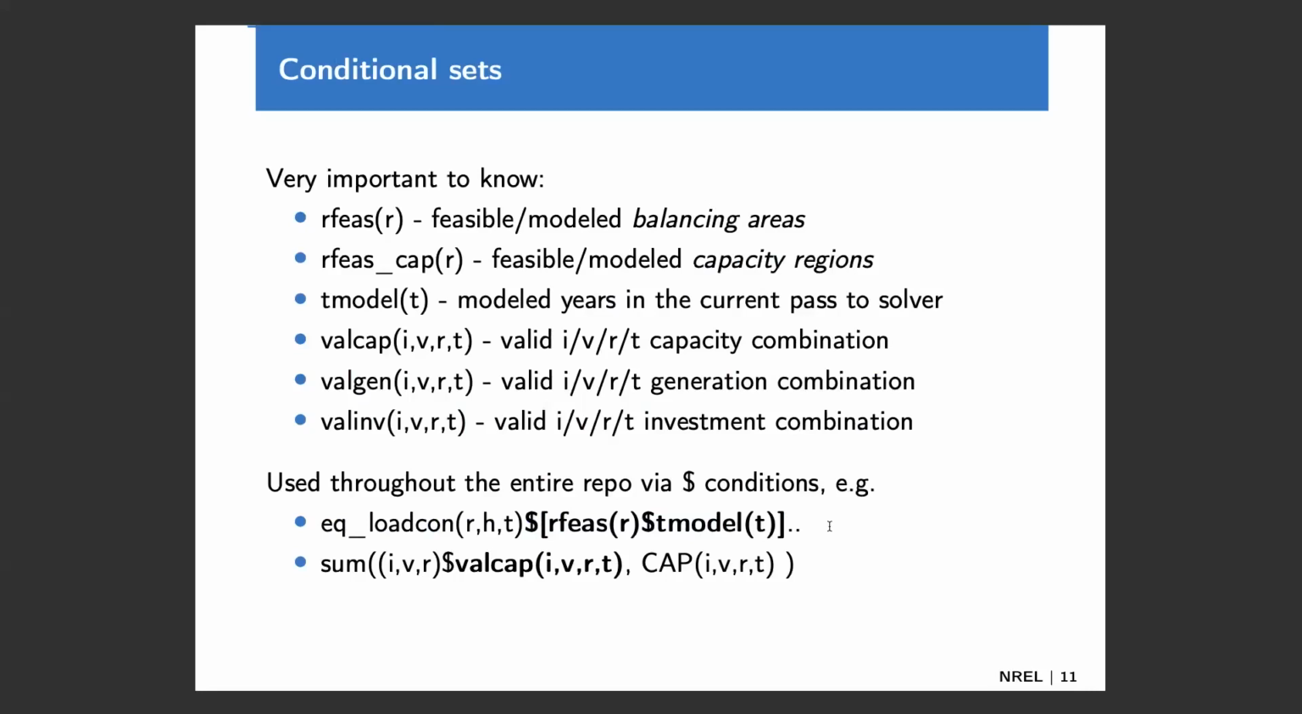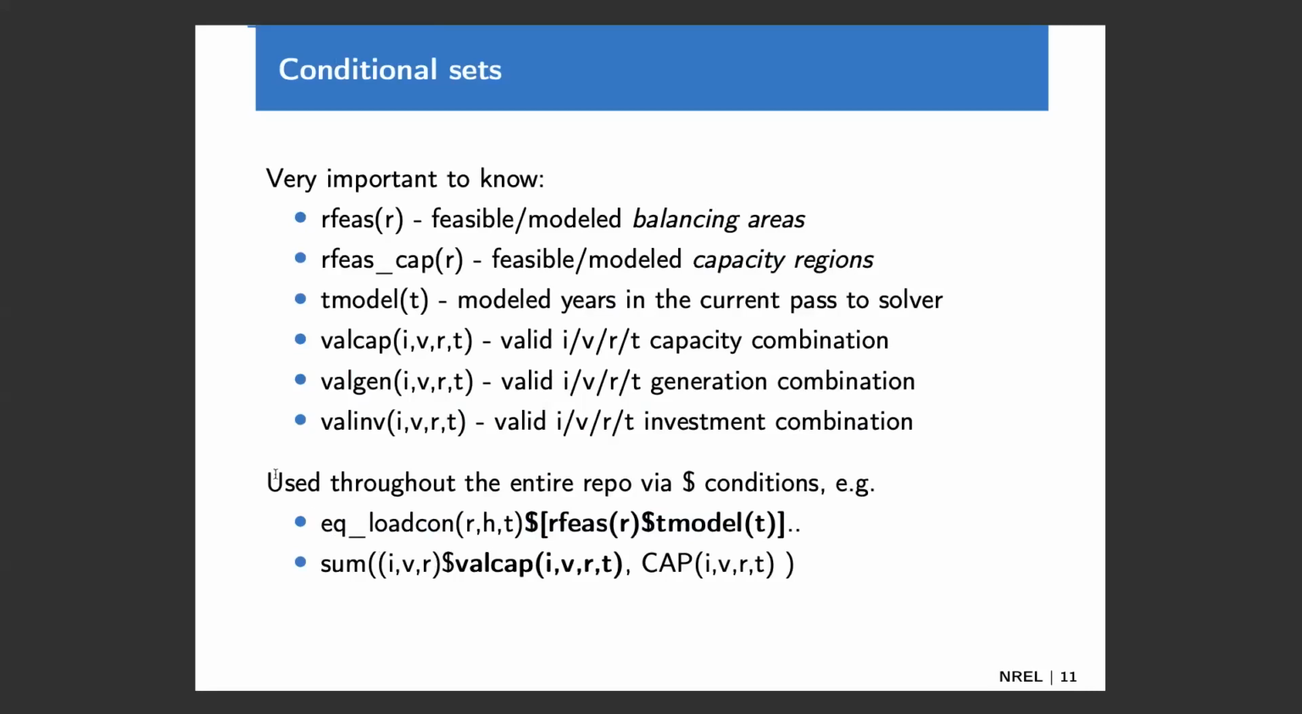Now we have three different conditionals that I call the valid combinations. Val cap is a valid IVRT capacity combination. Val gen is a valid IVRT generation combination. And val inv IVRT is a valid IVRT investment combination. I may say val cap is populated for wind new one in P1 at 2010, and it says to the model, hey, you can use this capacity variable for this IVRT combination. I've put some very simple examples here in the next bullet points.